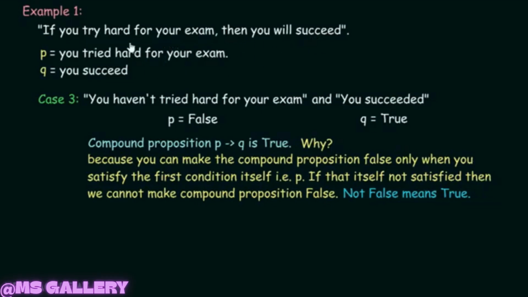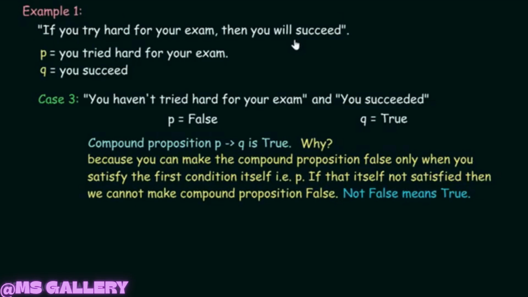But you haven't tried hard for your exam. Then how can you come to this conclusion that this particular proposition is false? Try to understand this statement. You can only make this compound proposition false when you make this particular proposition P true. If you satisfy this particular proposition, then only we would be able to argue about this whole compound proposition.